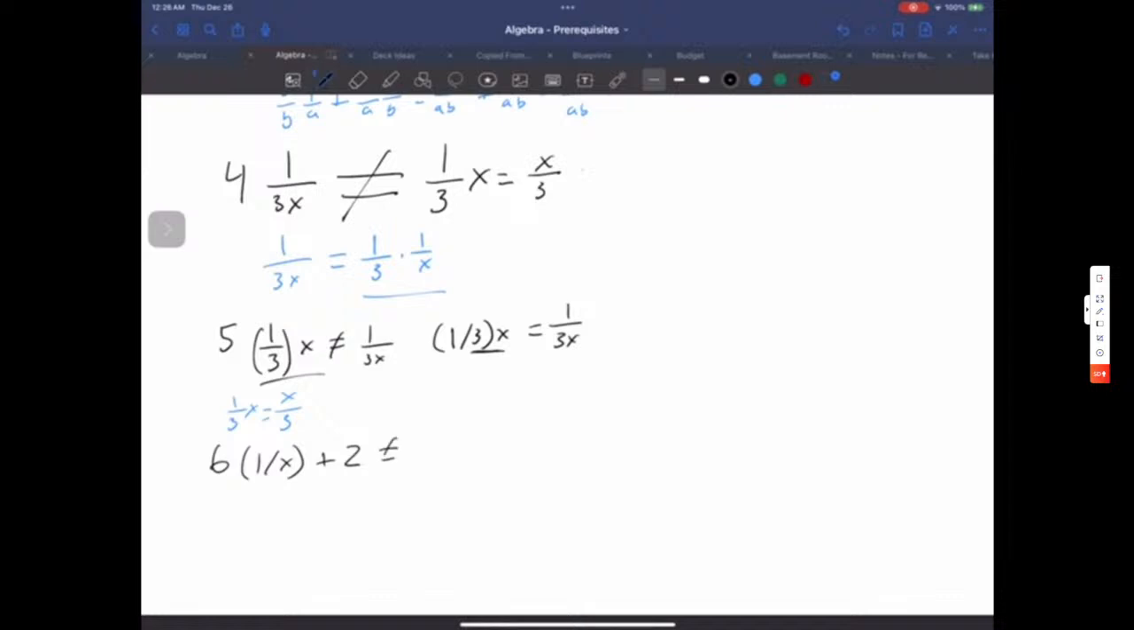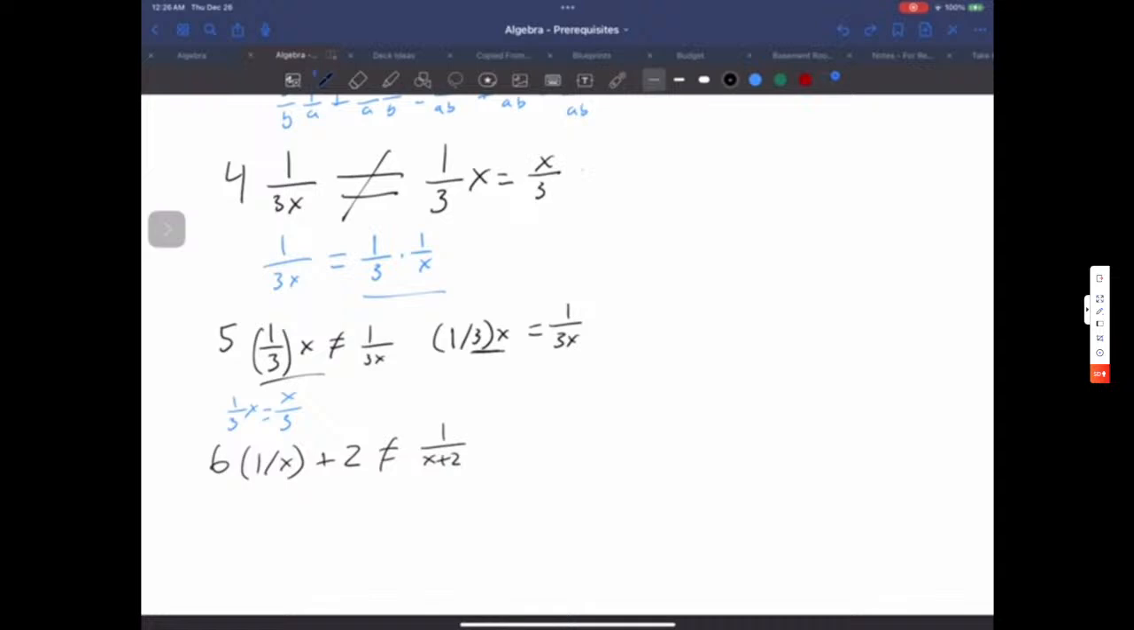Plus 2, that's not equal to 1 over x plus 2. Again, saying it out loud might give you that impression. Hey, 1 over x plus 2. Well, yes, you could interpret that as 1 over the quantity x plus 2. And sometimes I'll use speed to indicate the terms. So 1 over x plus 2 means x plus 2 is together. If I say 1 over x, pause, plus 2, that pause is meant to indicate that it's 1 over x as a fraction plus 2 by itself.